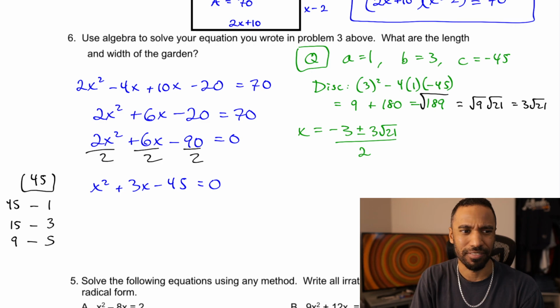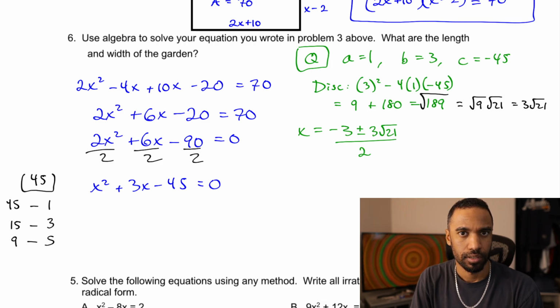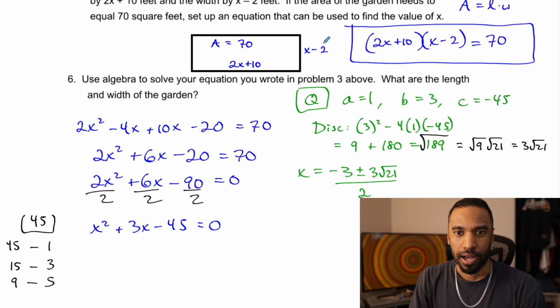Positive. I don't know what I'm saying. I'm sorry. They have to be positive. They cannot be negative numbers. We can only take the square root... I'm not saying my words right. We can only evaluate with positive lengths and widths.